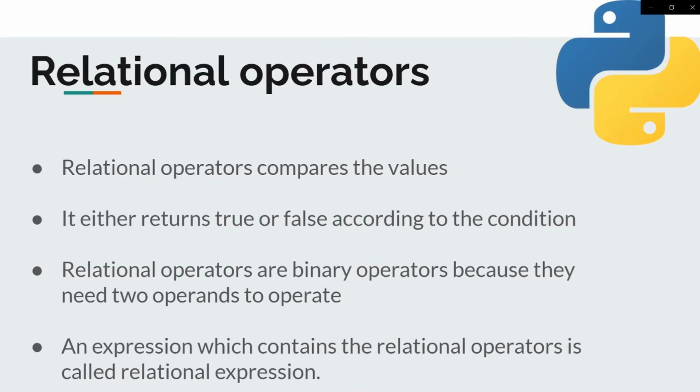In today's video we're going to look into what are relational operators. Relational operators compare the values. They either return true or false according to the condition. Relational operators are binary operators because they need two operands to operate.